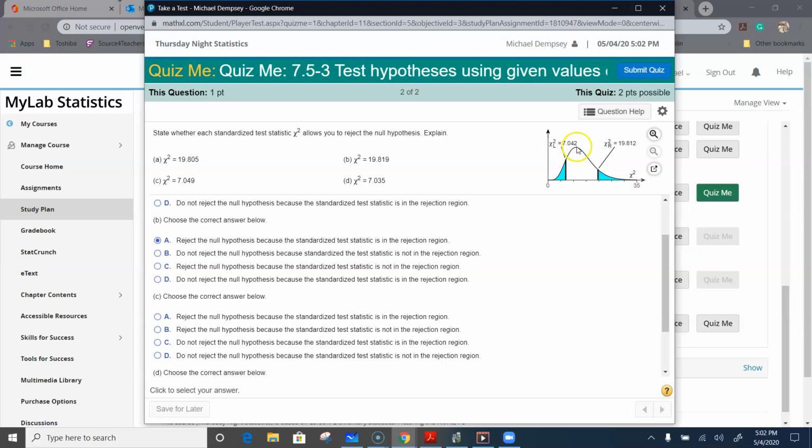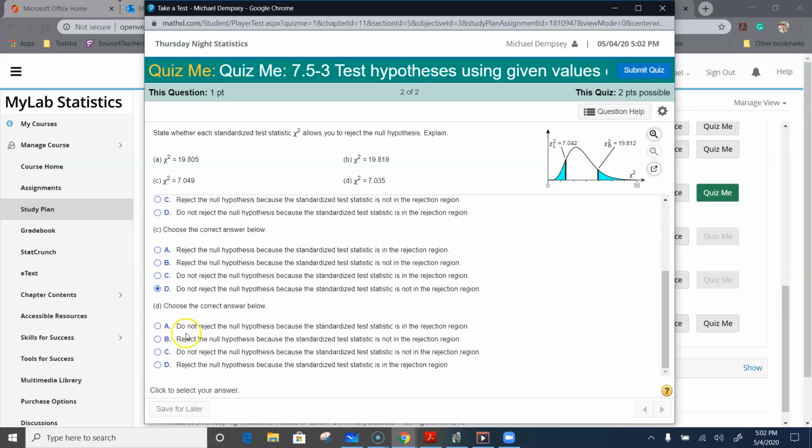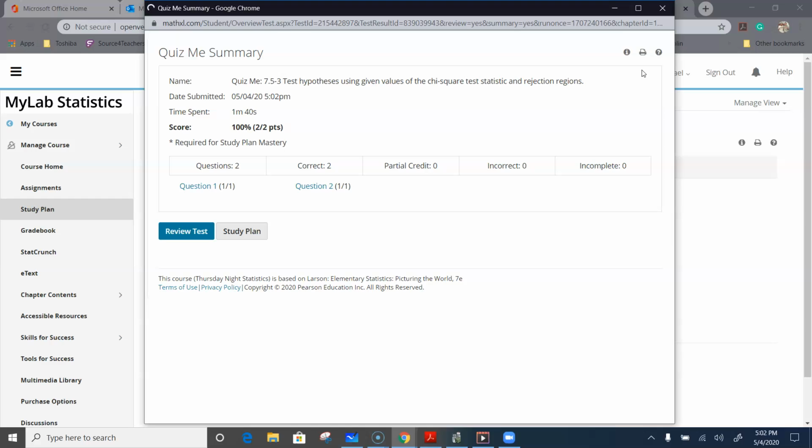7.049. Got to go all the way to the third decimal place and see. It's going to be a little bit to the right, in the white area. So we do not reject the null hypothesis because it's not in the rejection region. 7.035 though falls just below into the blue, so we would reject the null because it lives in that rejection region. We can submit our quiz.